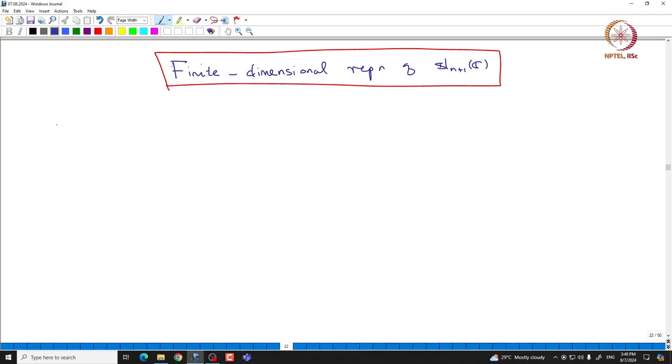For that purpose, we have developed this weight theory. We will continue with that and understand more about the weights of a given finite dimensional representation. So, let us start with V being a finite dimensional representation of G, a finite dimensional G-module. We have already seen that the action of H is semi-simple. This is the observation that we made: the action of H on V is semi-simple.